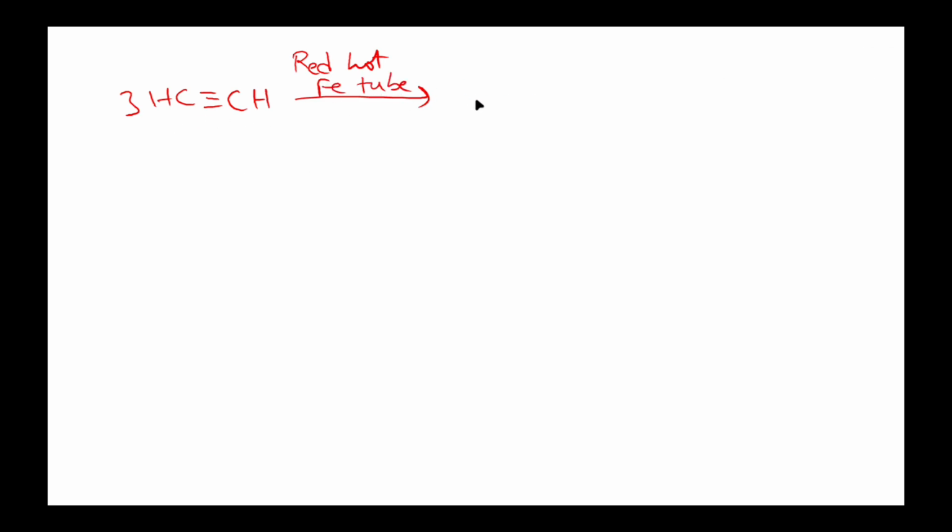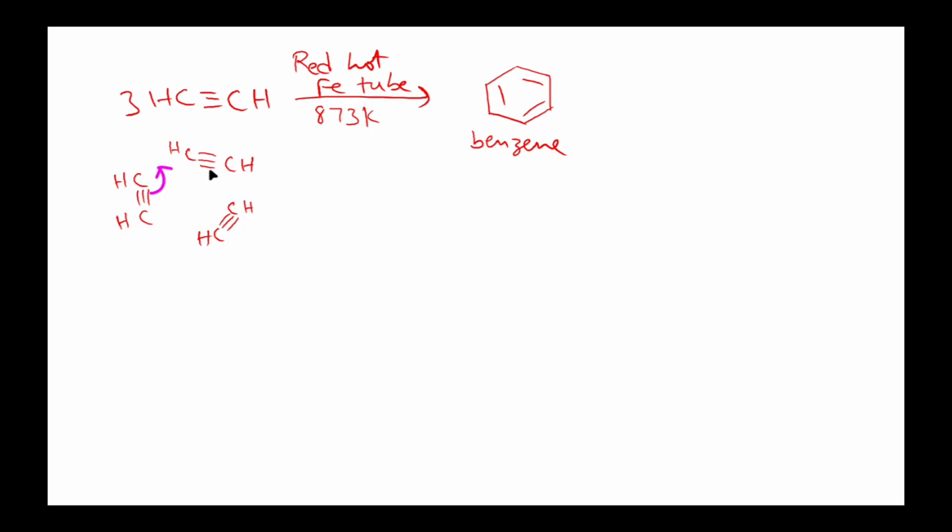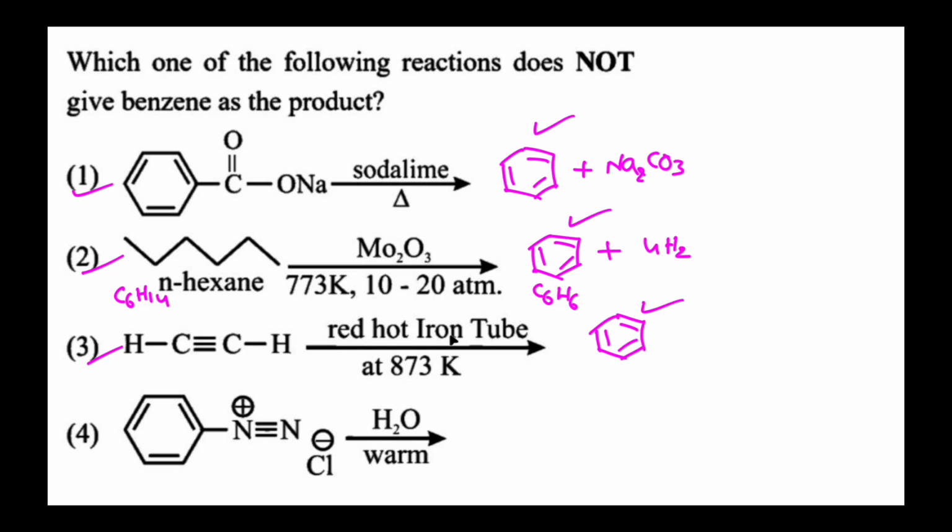Three moles of acetylene molecules undergo cyclization and give the benzene ring as the major product. So a red hot iron tube also gives the benzene ring. Then benzene diazonium chloride reacts with H2O under warm conditions. What product is formed?